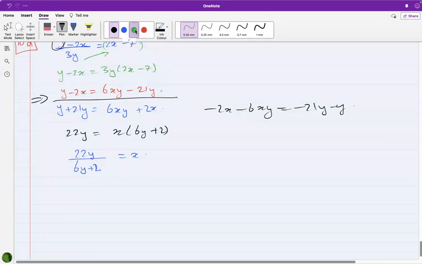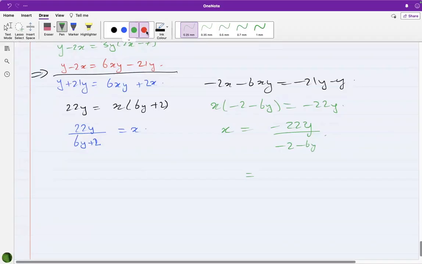You did this, right? We take out x as common. This is minus 2 minus 6y is equal to minus 22y. So x equals minus 22y divided by minus 2 minus 6y. Now this is your answer. We can see that we can take out negative as common in the denominator. So that is 2 plus 6y. And this minus cancels out with this, so 22y over 2 plus 6y.